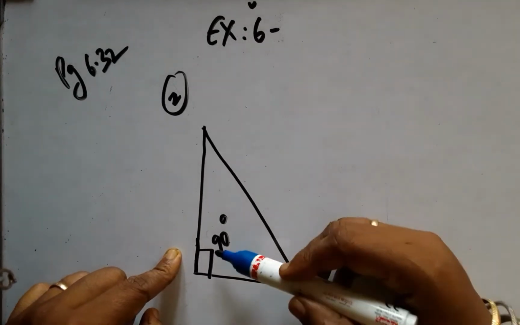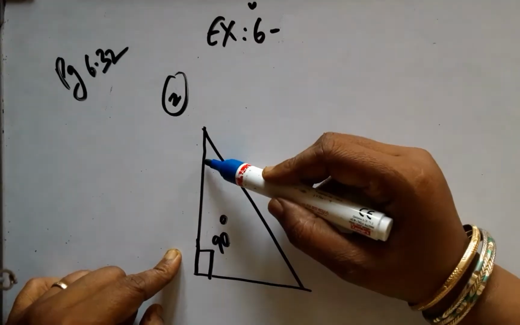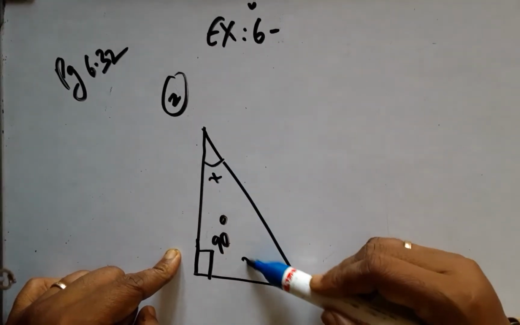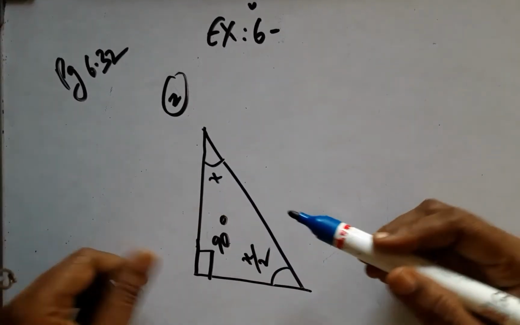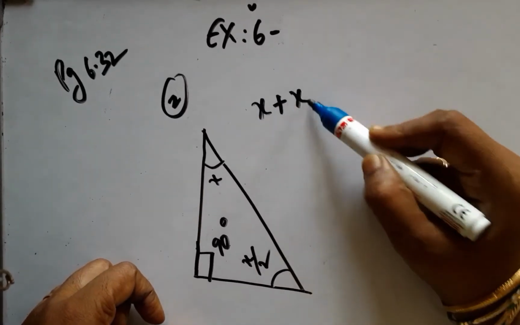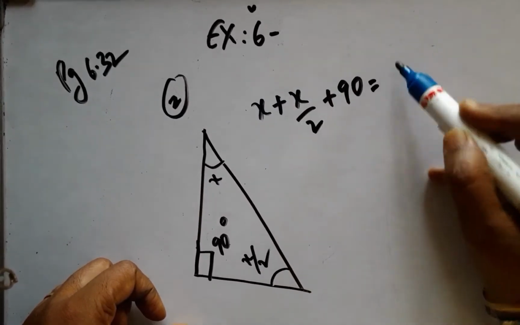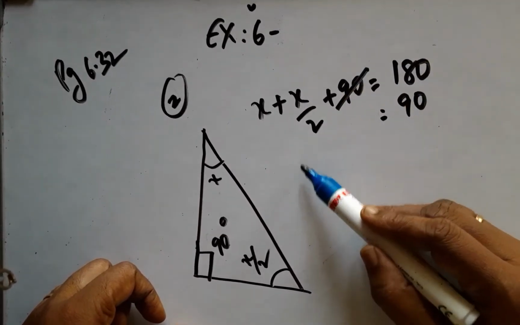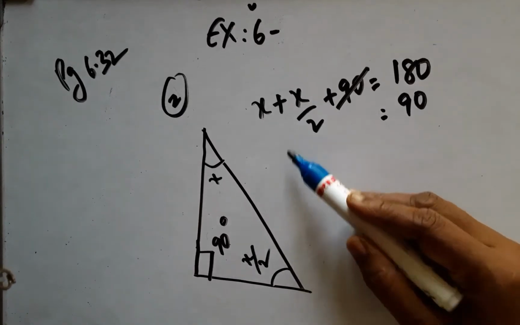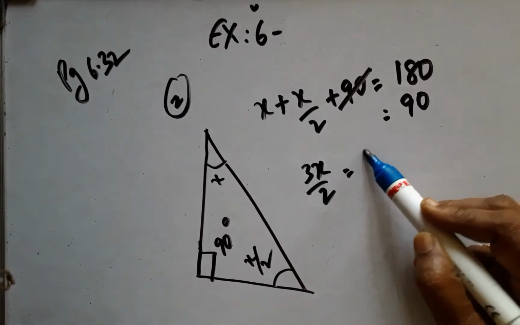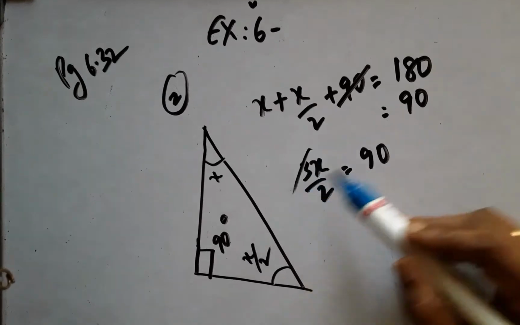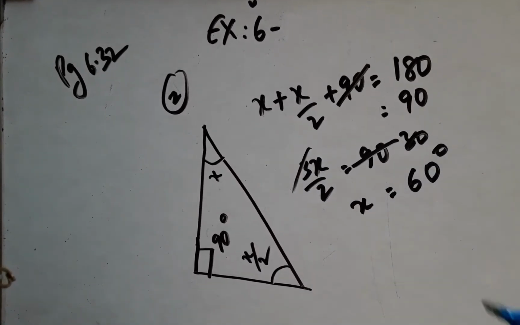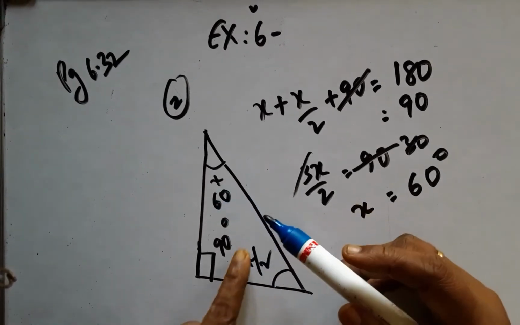The second sum says it is a right angle triangle and one acute angle is half of the other. If this is x, this may be x by 2, or the other way around, whatever it may be. Now in terms of x, it is quite easy to arrive at the answer. This will be 90, and this will be 3x by 2 equals 90. So x will be 60 degrees. So if one angle is 60, the other will be 30.